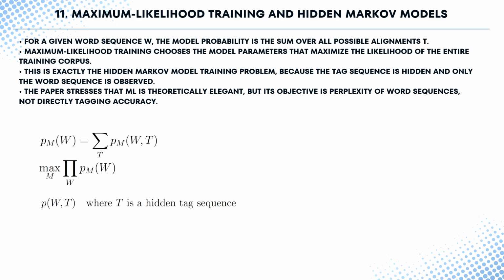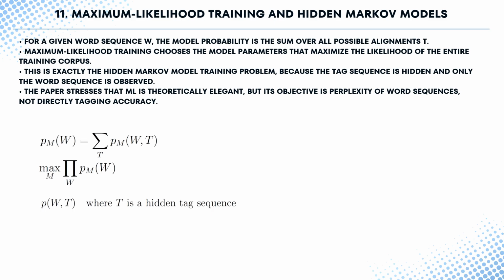Now what are we trying to optimize is that we want to maximize the probability of the entire training corpus. Mathematically, maximize the product of P of W over all sentences. But P of W equals the sum over all possible tag sequences T of P of W comma T. So instead of one correct sequence, we consider all possible tag sequences. Now, why is this difficult? Because the number of possible tag sequences grows exponentially with sentence length. So we cannot compute it directly.